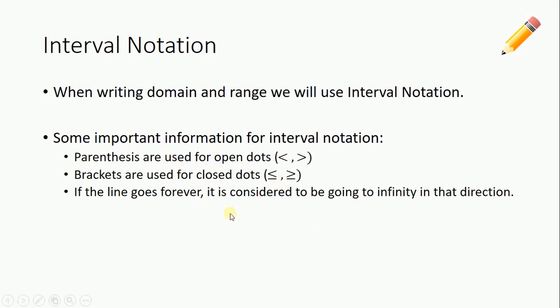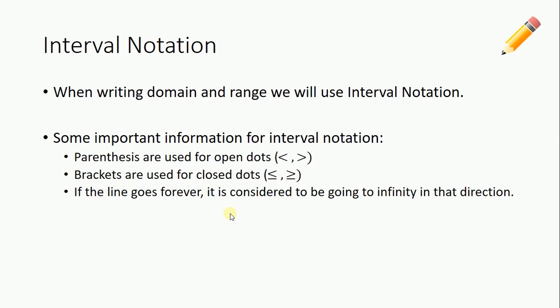Parentheses are used for open dots. So if we have an open dot on the graph, we're going to use a parenthesis. Remember guys, long ago, open dots were the less than or greater than symbol, if you remember that idea. Brackets are used when you're using a closed dot. And if a line goes on forever, we're going to consider it going to infinity in that direction. I'll show you what this means.